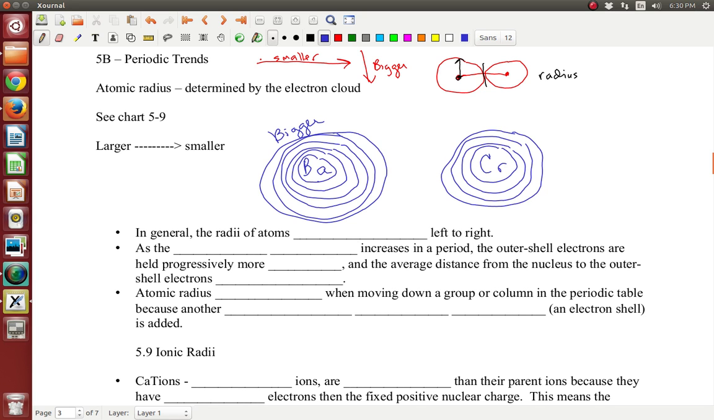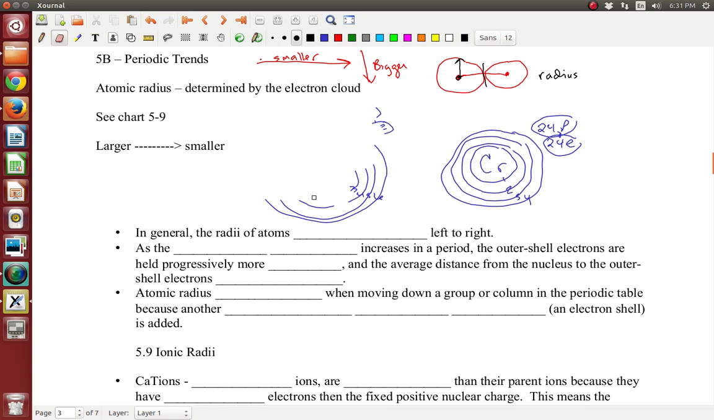Now, barium has 56 protons and 56 electrons, and chromium has 24 protons and 24 electrons. So even though chromium has smaller charge, and you would think it could be a bigger atom because they're weaker and it doesn't pull in, and barium has more charge, and you'd think it'd be a smaller atom because more of those rubber bands are pulling it in. Since barium automatically has more energy levels, it's automatically a larger element. Okay.